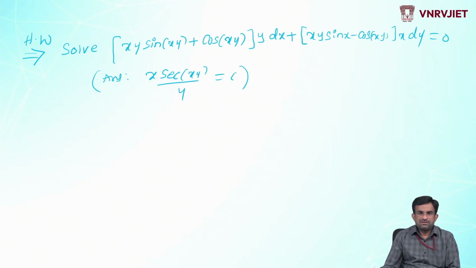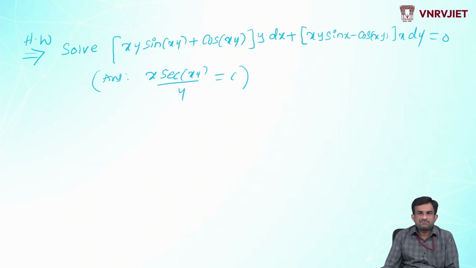In this class I have explained what a non-exact differential equation is. Then if it is a non-exact differential equation, how to find the integrating factors by using two methods. Method 1 is non-exact and homogeneous. Then the integrating factor is 1 by Mx plus Ny, and we multiply the integrating factor with the given differential equation. Then using the method of exact differential equation, in the same way we find the solution of that differential equation.